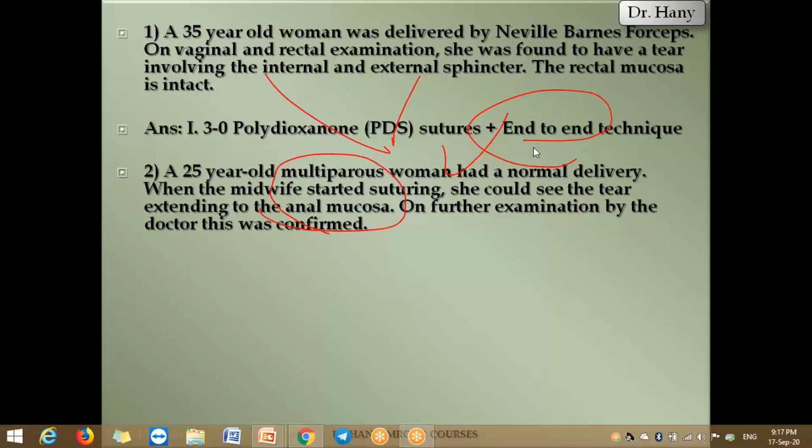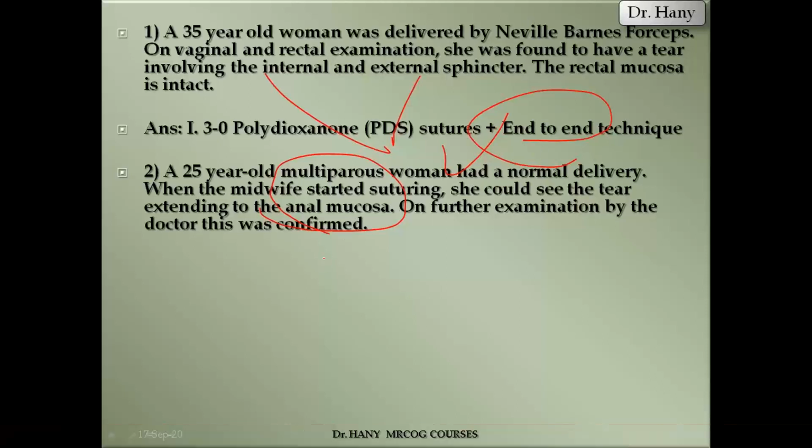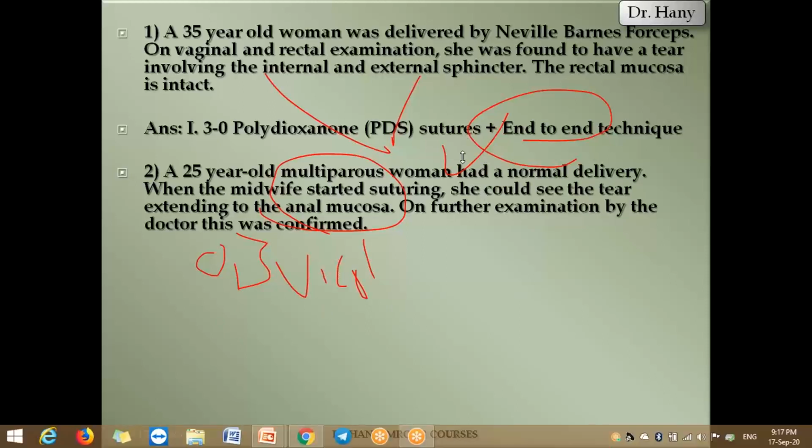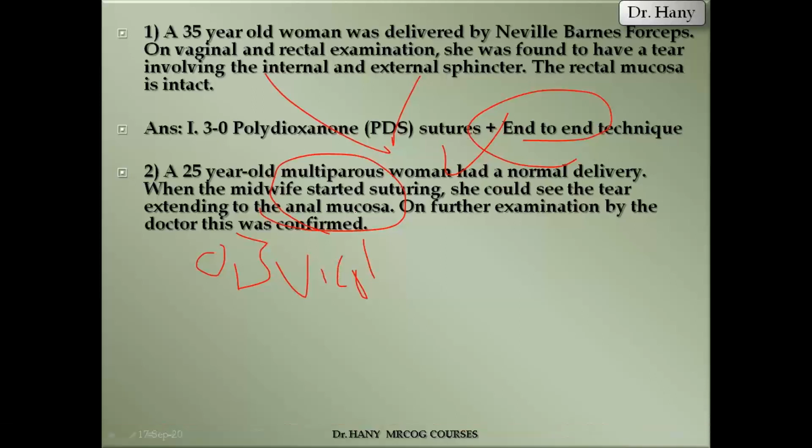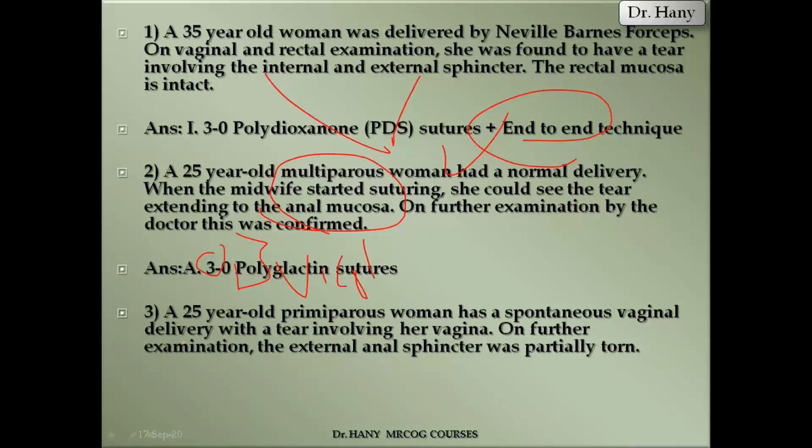Grade 4, 3-0 Vicryl. 3-0 Vicryl, interrupted sutures. Yes, excellent. Either interrupted or continuous. So the answer will be 3-0 Vicryl or polyglactin sutures.